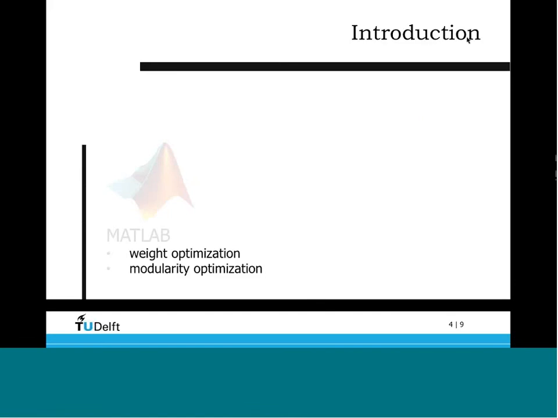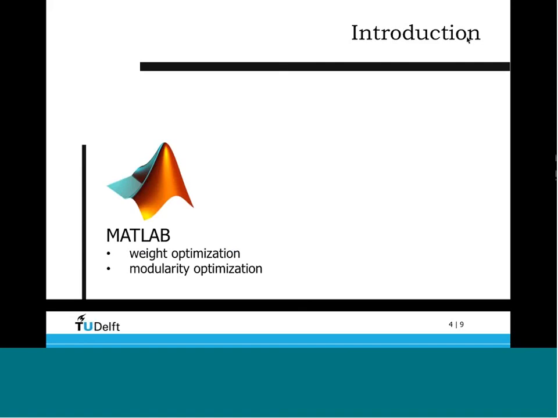In order to do this, I set up a methodology, mainly writing MATLAB code. In MATLAB, I wrote code to do weight optimization of the structure. So I was designing fuselage stringers and fuselage frames for aircraft fuselages. I did the weight optimization using a gradient-based optimization in MATLAB, for example. And I also wrote an optimization to optimize the modularity of different structures, so for a certain level of modularity, the weight of the structure would be optimized.